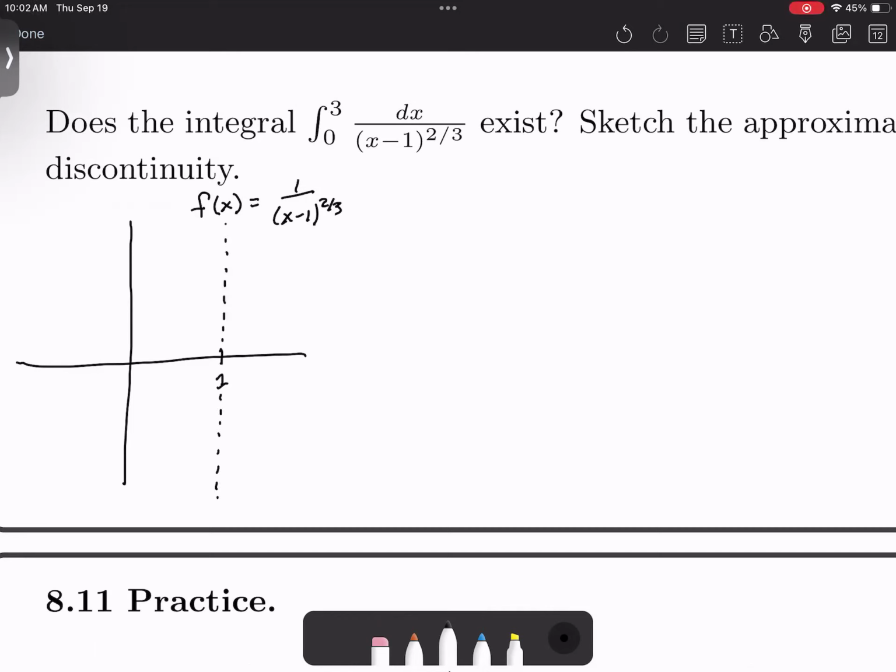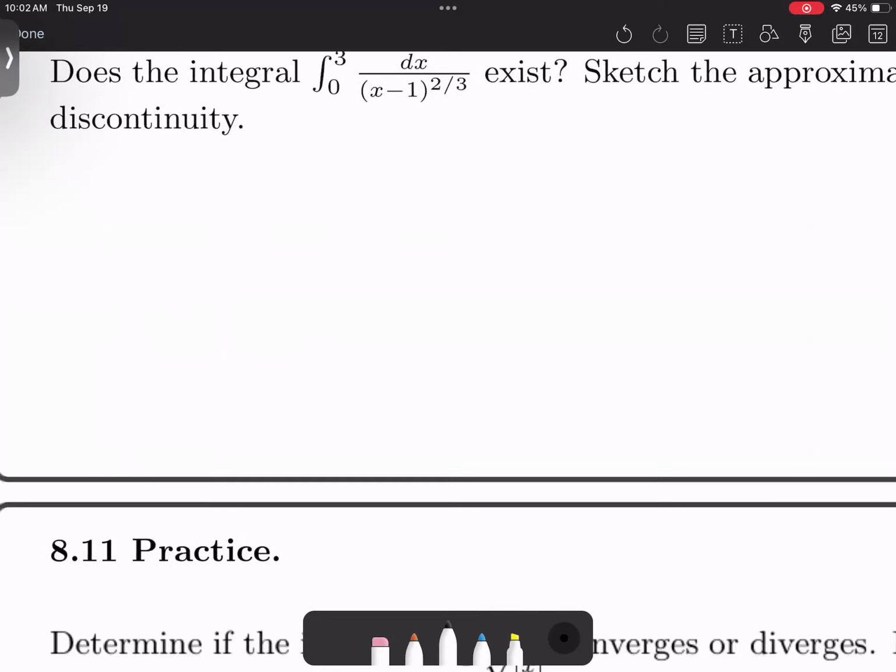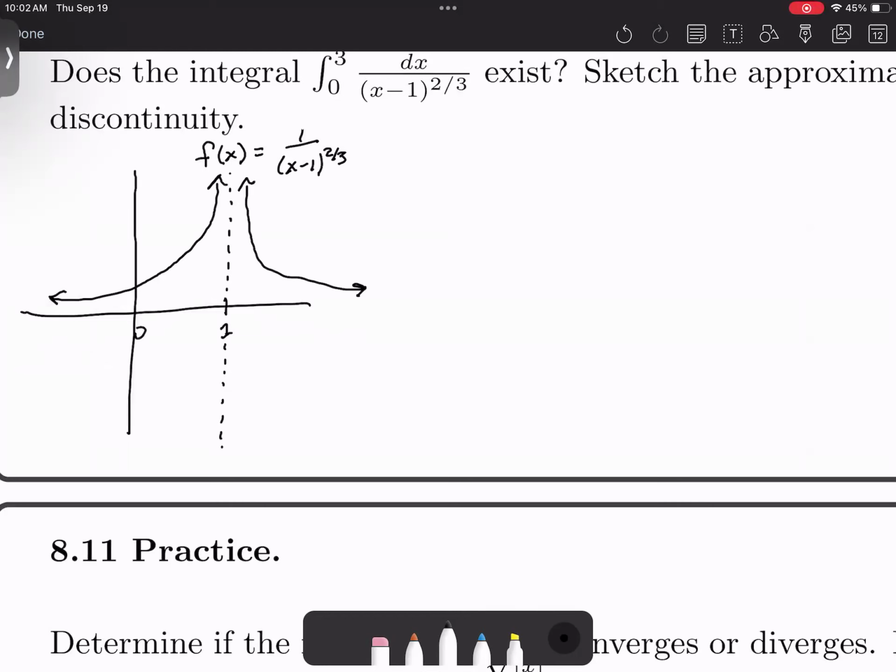And no matter what x value you have, after you square it and then cube root it, it's going to be positive. So it's going to look something like this. Doesn't have to be perfect. It just gives us a rough idea of what's happening. And I want to integrate this function between 0 and 3.